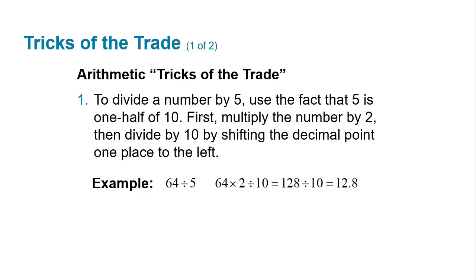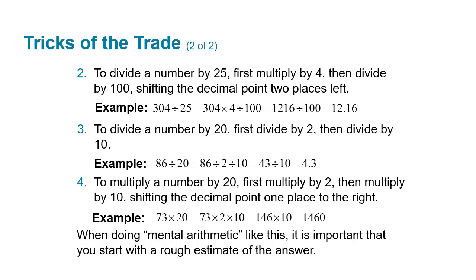And again, this is really only if we have to do mental math. If we're going to do things in calculators, we're just going to throw them into our calculator. So the same thing comes with other things that are kind of portions of powers of 10. 25 is a fourth of 100. So if you have to divide by 25, take your number, multiply it by 4, and then divide that answer by 100, which means you just have to move the decimal place 2 times.